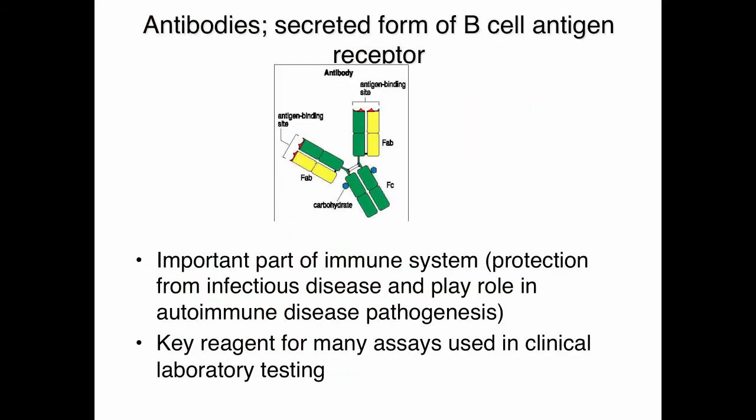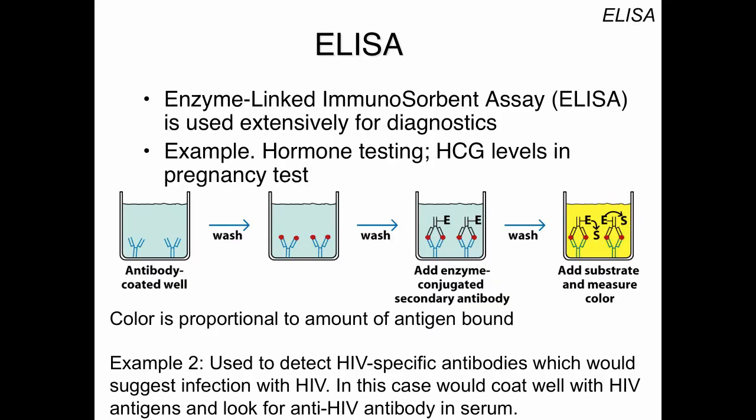Okay. The other thing I wanted to mention while we're talking about antibodies or B cell antigen receptors is that, as we'll see in later lectures, they're a very important part of the immune system in terms of providing protection from different infectious disease, and as also you'll see, can play a role in different types of autoimmune and inflammatory diseases or allergic diseases. Also, experimentally and clinically, antibody molecules are a key reagent for many assays that are used in laboratory testing, and also, as you'll see, as therapeutic reagents in the form of drugs.